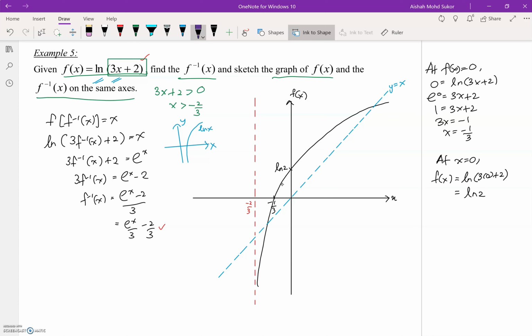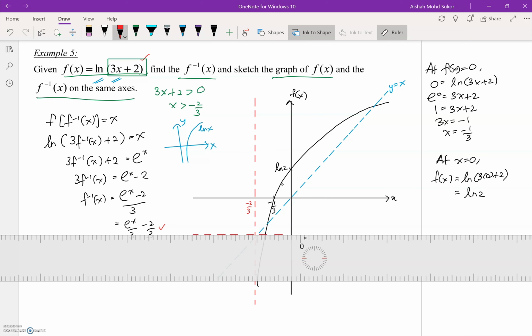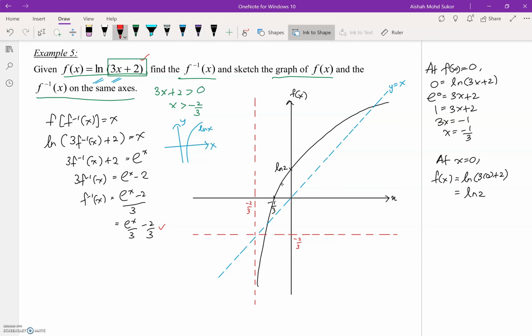To get the other graph, you need to reflect your graph at y equal to x. Before that, you have to transfer all the points that you have on the graph. If you have a vertical asymptote at x equals negative 2 over 3, when you reflect the graph, it will be a horizontal asymptote at y equals negative 2 over 3. ln 2 at the y-axis will be ln 2 at the x-axis. Negative 1 over 3 at the x-axis will be negative 1 over 3 at the y-axis. Therefore, your graph will look like this. And this is f inverse(x).